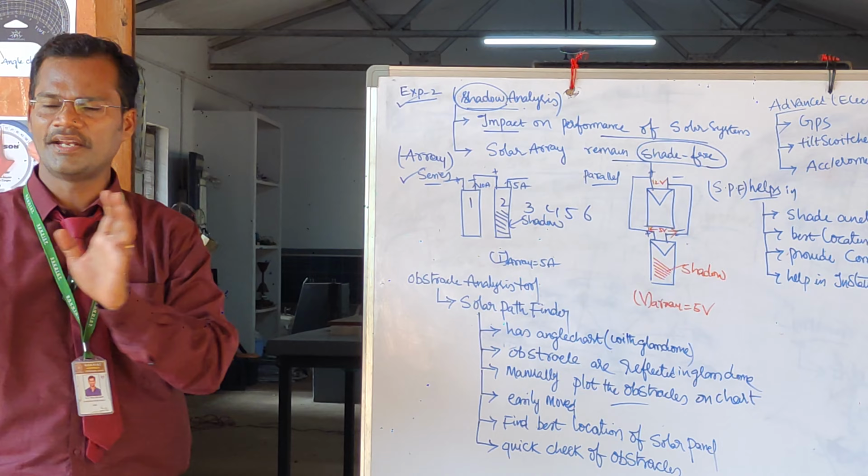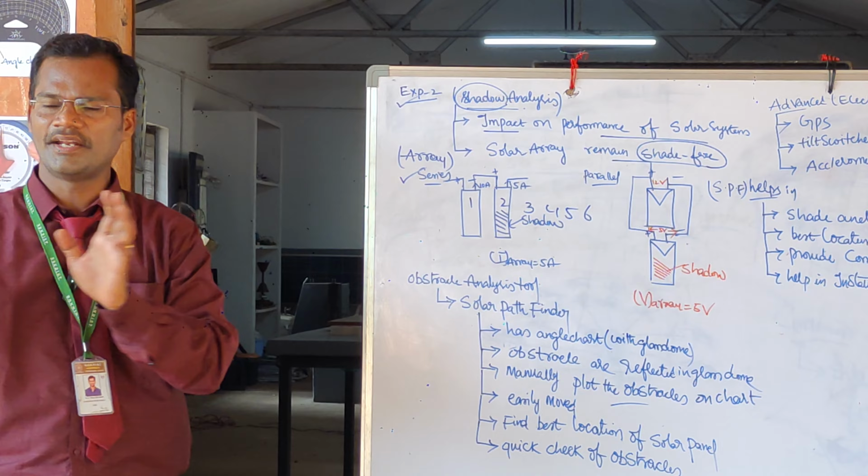Okay, this unit, or this complete experimental part, is meant to understand how to install a solar plant in a location. What are the steps we have to take before installation? If problems are there in the installation, how to overcome those, or how to handle that location, we are able to understand. Let's try to analyze the basics.